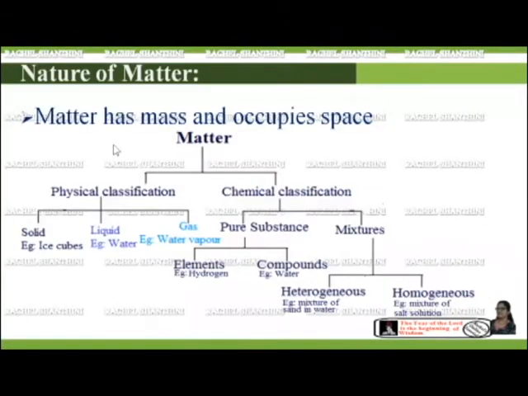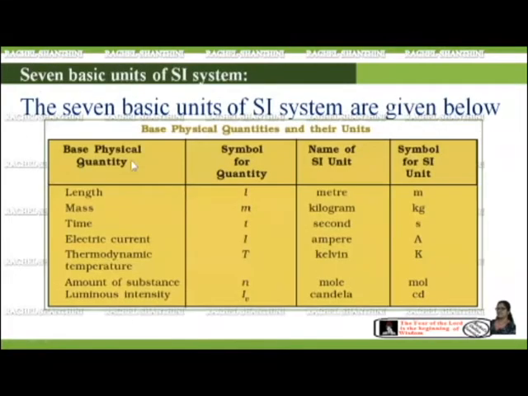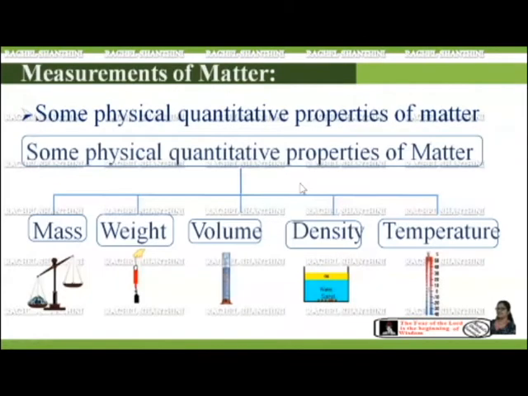In session 1.1, we discussed the importance of chemistry and nature of matter and its classification. In session 1.2, we discussed the 7 basic units of SI system, its definition and its symbol. In session 1.3, we discussed the physical quantitative properties of matter: mass, weight, volume, density, and temperature.